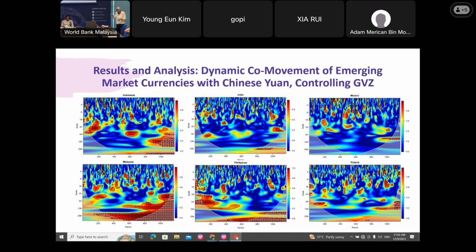No, unless that thing has an effect or somehow something happened at the global level. So country origin shocks do not contribute much to these cross correlations. Actually, they're both reacting to the global factors.